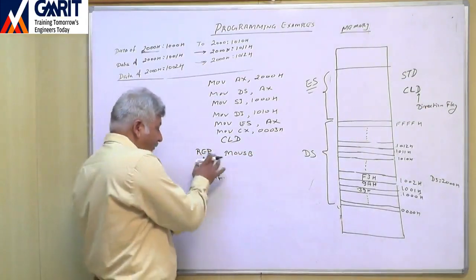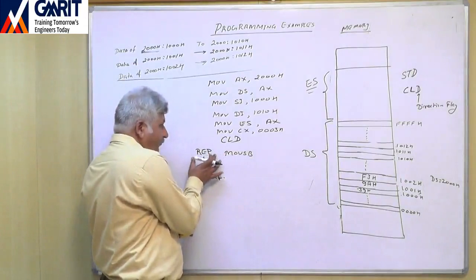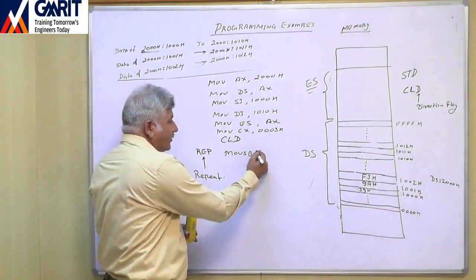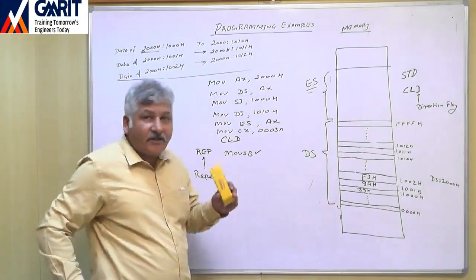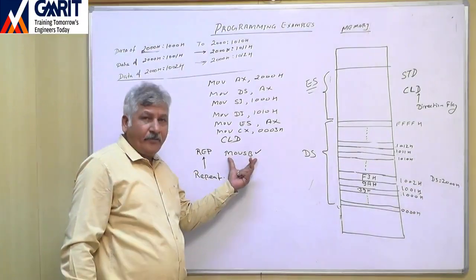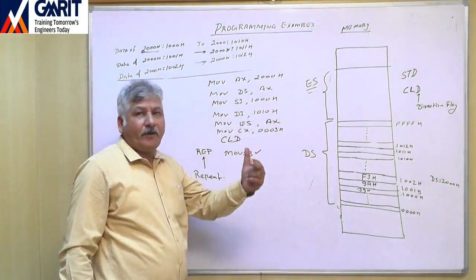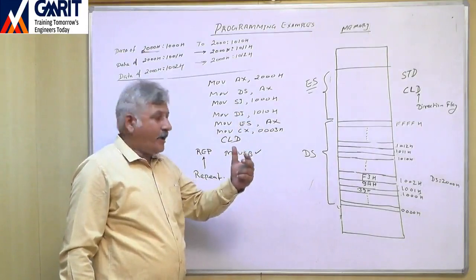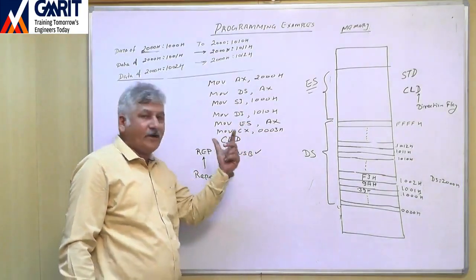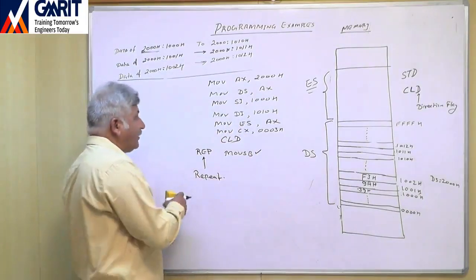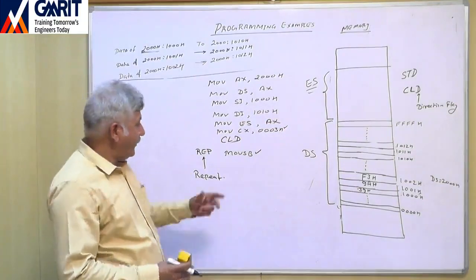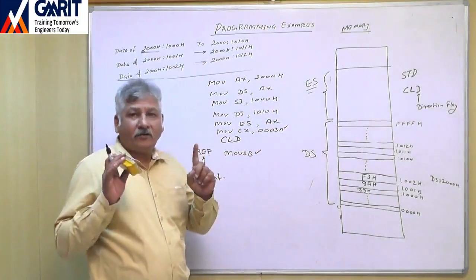So now what will happen? This repeat prefix we have written in front of move string byte. So now this instruction will run CX number of times. Once this instruction is executed, CX will be reduced by 1. Again this instruction will be executed, again CX will be reduced by 1. So this instruction will execute CX number of times, and in CX we have stored 3. That's why the move string byte instruction will execute 3 times.